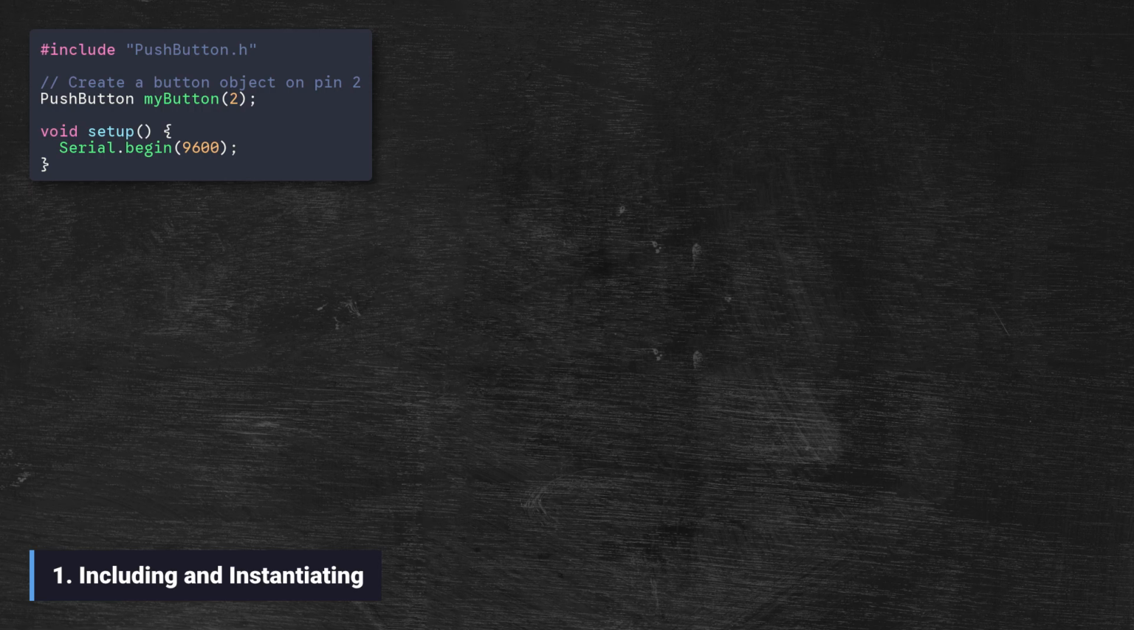In our main .ino file, we first include our PushButton header. Then, we create an instance of our class. We'll call it myButton and connect it to pin 2. Remember, the constructor we wrote earlier handles the pin mode setup for us automatically.